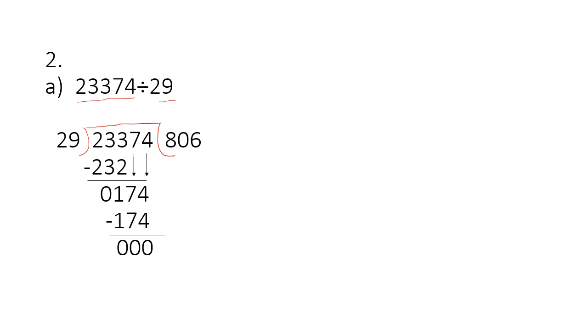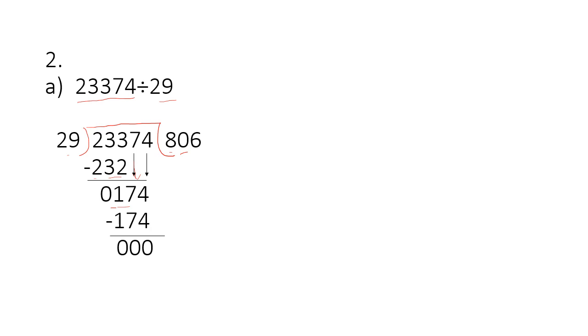So when we multiply 29 by 8 times, we get 232. And after subtracting, we get 1. So next we'll take the next number, that is 7. So it becomes 17, but 17 is smaller than 29, so we have to take one more digit. So before taking the next digit, we have to put 0. Then only we can take the next digit. So next digit is 4.